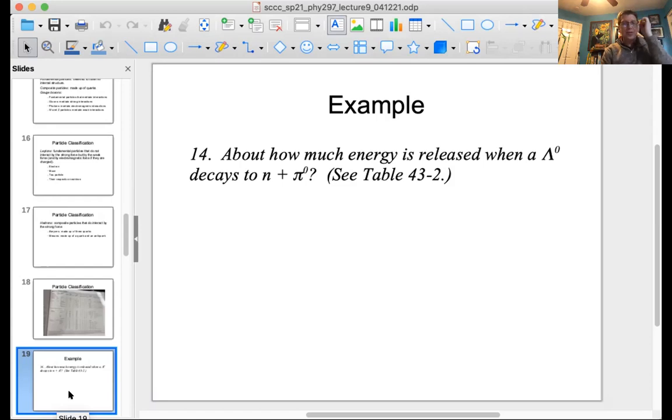So now we're going to go to an example about how much energy is released when a lambda zero particle decays to a neutron and a pi zero particle. So, and this is table 43.2. So I'm going to quickly grab the textbook and then we'll do this problem.